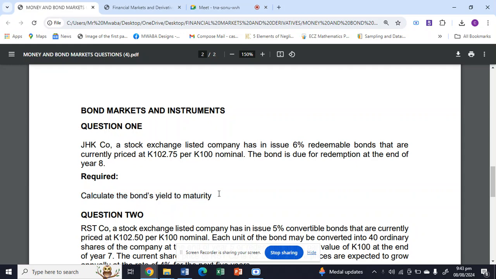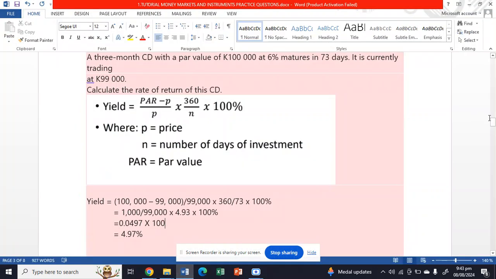Basically, the rate of the bond. And what is the rate of this bond? So here we're going to use the same format of calculating the internal rate of return. Okay, the internal rate of return.